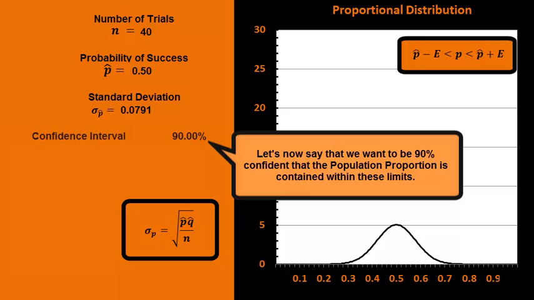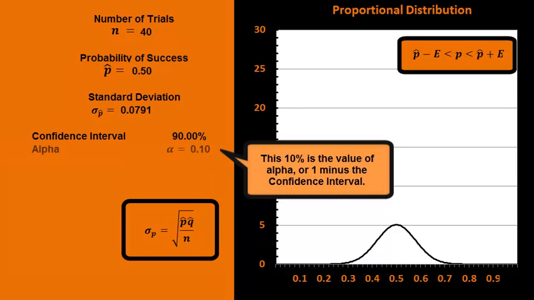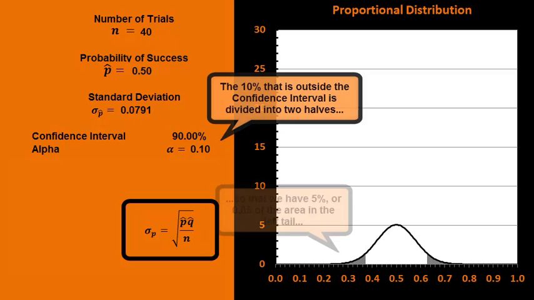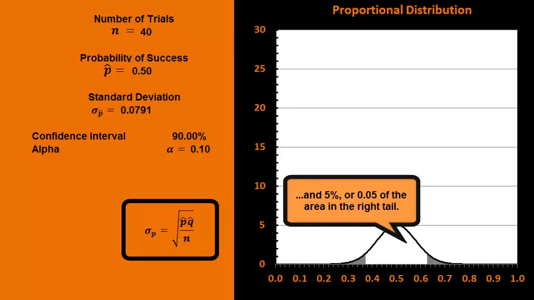Let's now say that we want to be 90% confident that the population proportion is contained within these limits. This means that there is a 10% probability that the population proportion is outside these limits. This 10% is the value of alpha, or 1 minus the confidence interval. The 10% that is outside the confidence interval is divided into two halves, so that we have 5% or 0.05 of the area in the left tail and 5% or 0.05 of the area in the right tail.